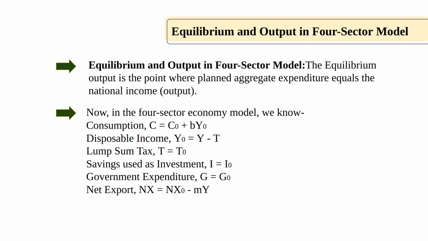Now talking about equilibrium. The formula for equilibrium output now becomes Y is equal to C plus I plus G plus NX. And just like that, you have a complete picture of how money flows through all four sectors of the economy.